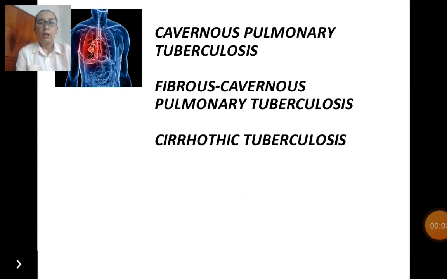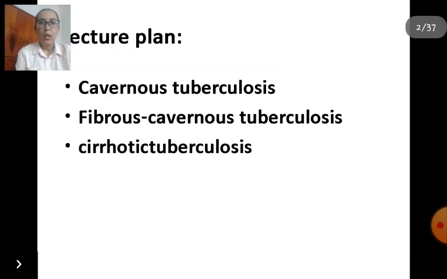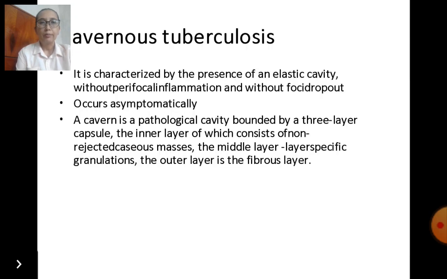Dear students, today we will continue to study our subject called physiology, and today our fourth lecture is called cavernous pulmonary tuberculosis, fibrous cavernous pulmonary tuberculosis, and cirrhotic tuberculosis. It is our lecture plan. Cavernous tuberculosis is characterized by the presence of an elastic cavity without perifocal inflammation and without foci.